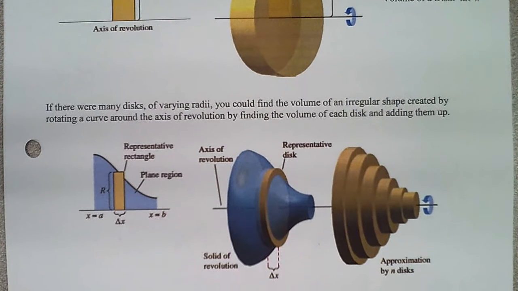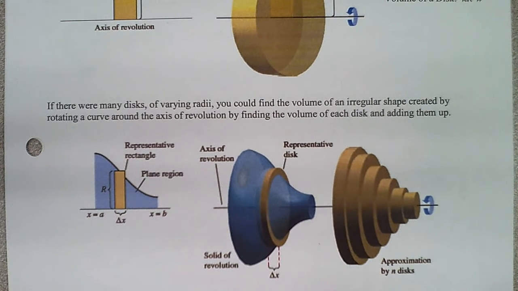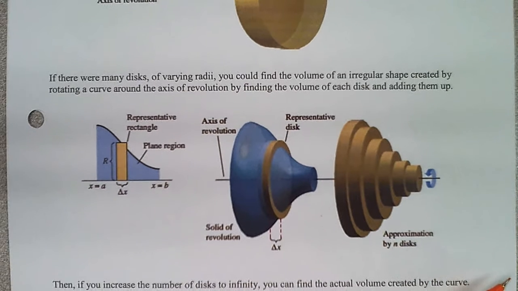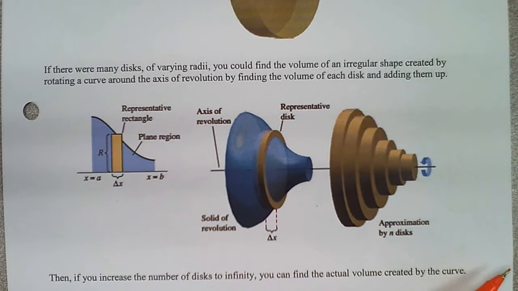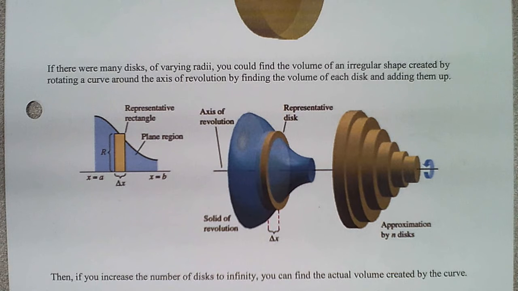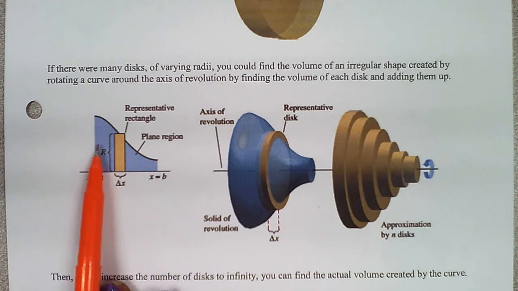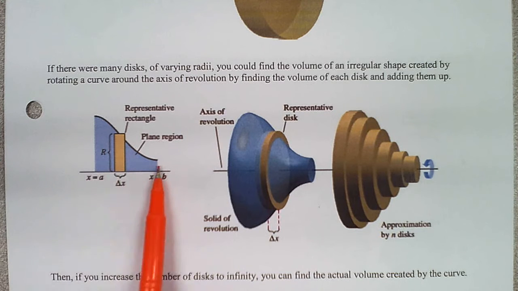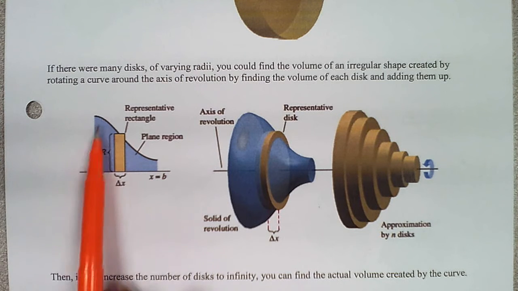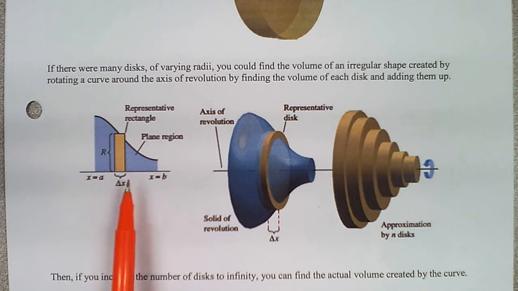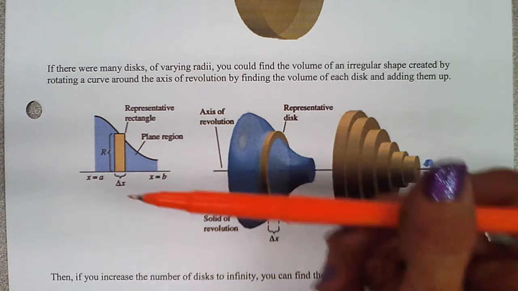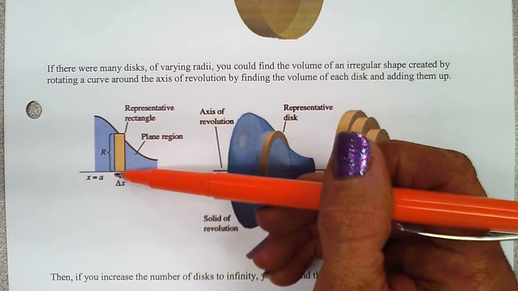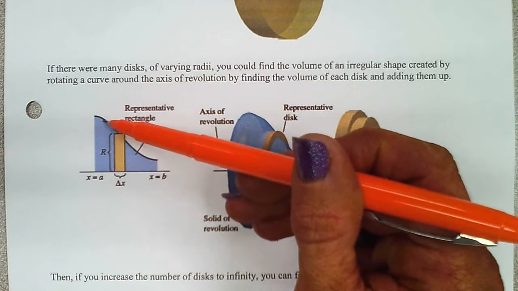Here it says if there were many disks of varying radii, we could find the volume of the irregular shape created by rotating a curve around the axis of revolution by finding the volume of each disk and adding them up. So what they're saying here is if instead of just a straight line where I have rectangles here, what if it was some kind of curved line? So what we would do is come in and start adding different rectangles in here. Each of these rectangles then would have a radius of this distance here, which is going to change as we move along our curve.